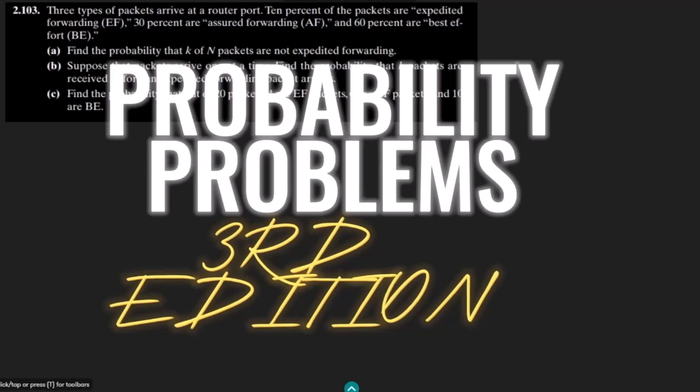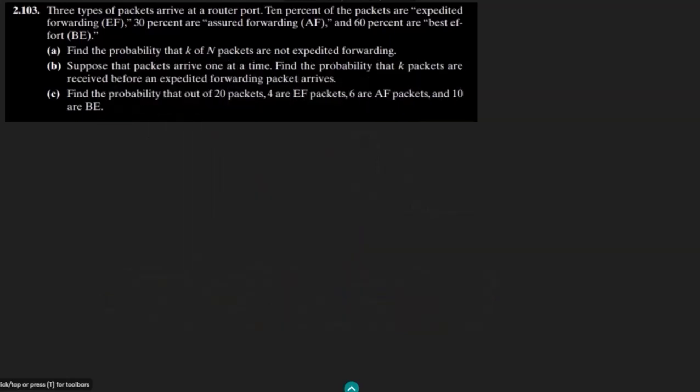Welcome back, guys. This is question 2.103 of the third edition of our book, and here we are asked that 3 types of packets arrive at a router. So we have a router, and to this router 3 types of packets arrive. 10% of packets are expedited forwarding, 30% are assured forwarding and 60% are best effort, which is represented by BE.